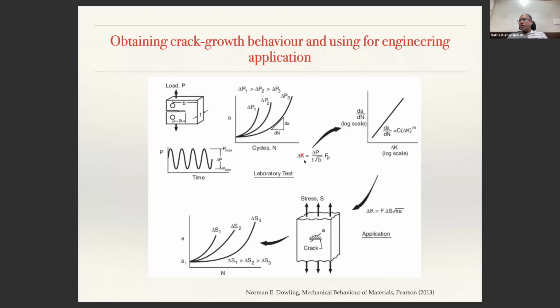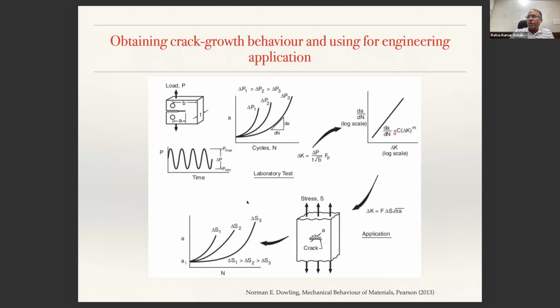And delta K, you can compute, delta K is equal to delta P by t root b times F. This is delta K is sigma root pi a. Very similarly, for this particular specimen with a rectangular cross section with distance b, a double single edge notch specimen, this distance being b, the crack length is initially going to be a and then t. This a from this position can be computed, and then you would be able to plot this delta K and dA/dN as a straight line.